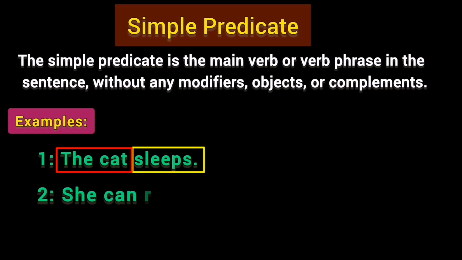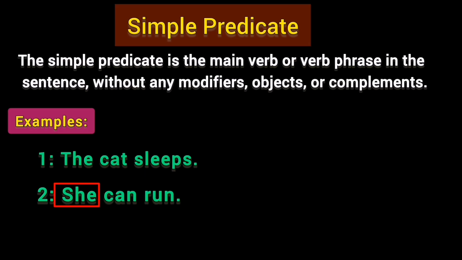For example, she can run. Observe this sentence here. The pronoun, she, is a subject and the verb phrase, can run, is a simple predicate, because it does not have any object, modifier or complement. You should keep in mind that a simple predicate does not have these elements in a predicate.